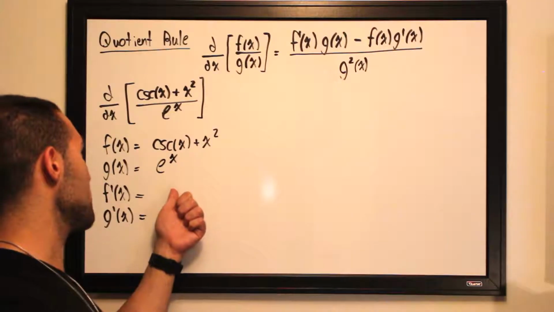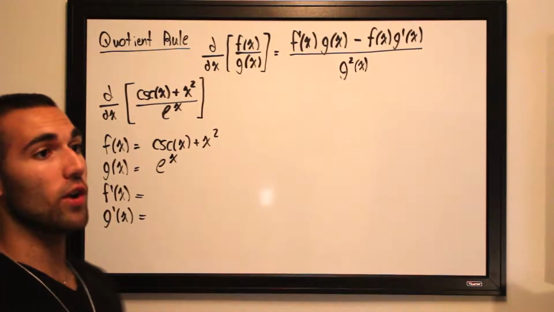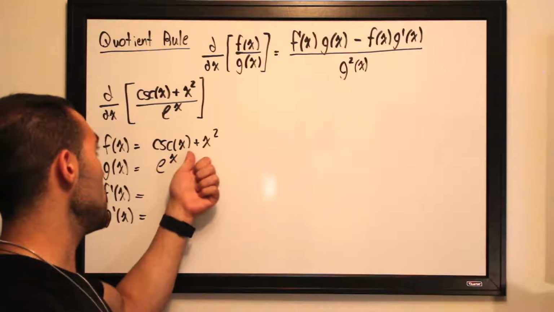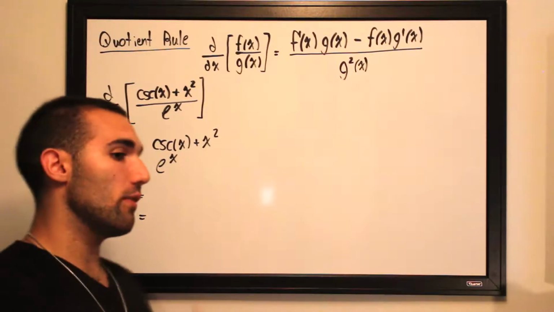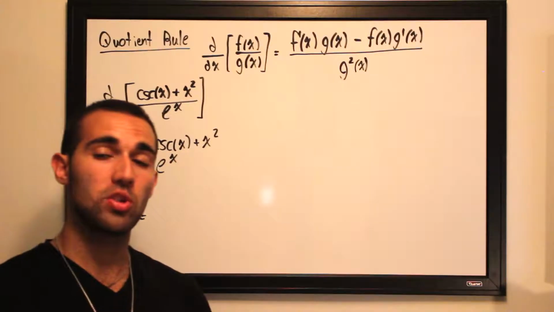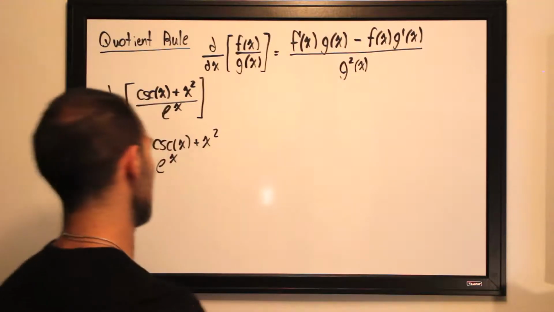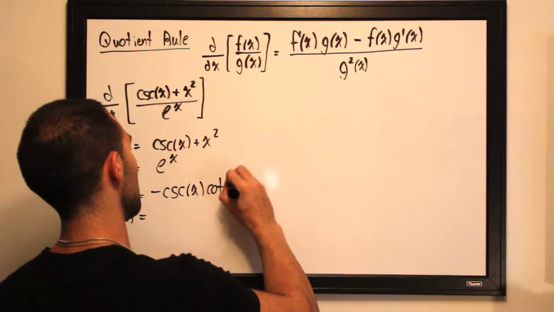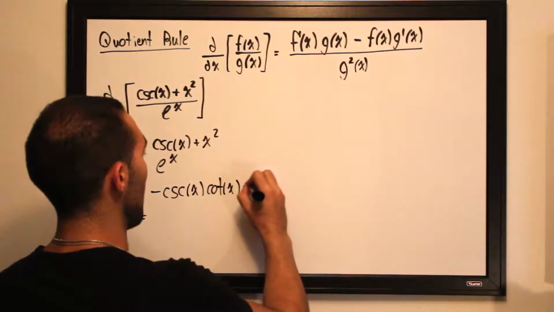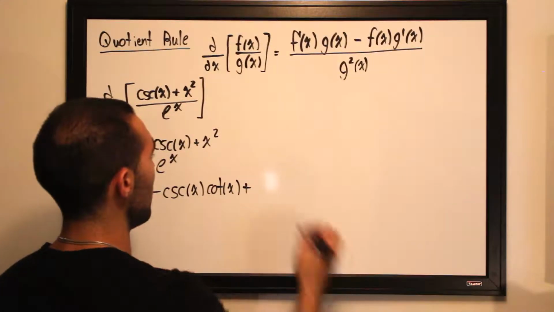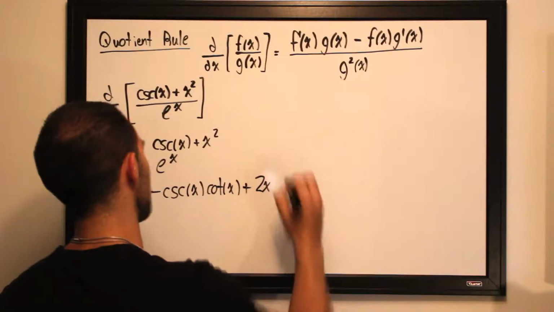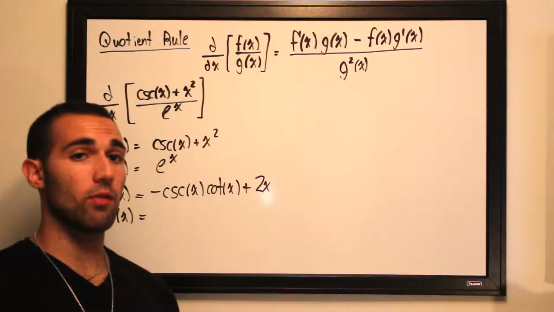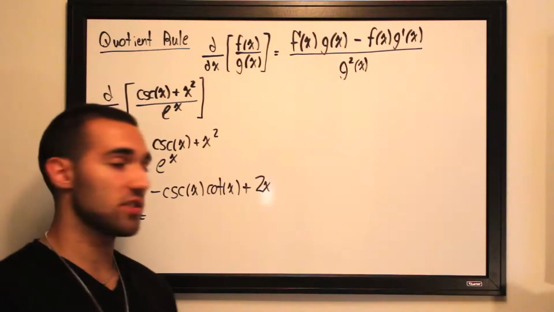And then our f prime of x is the derivative of our sum right over here. And we know that the derivative of the sum is the sum of the derivatives. So we'll be taking each of these derivatives separately. So the derivative of cosecant of x is negative cosecant of x cotangent of x. And then we add a plus sign right over here, and the derivative of x squared is 2x. And then our g prime of x is the derivative of e to the x, and whenever you take the derivative of e to the x, it's e to the x. Does not change.